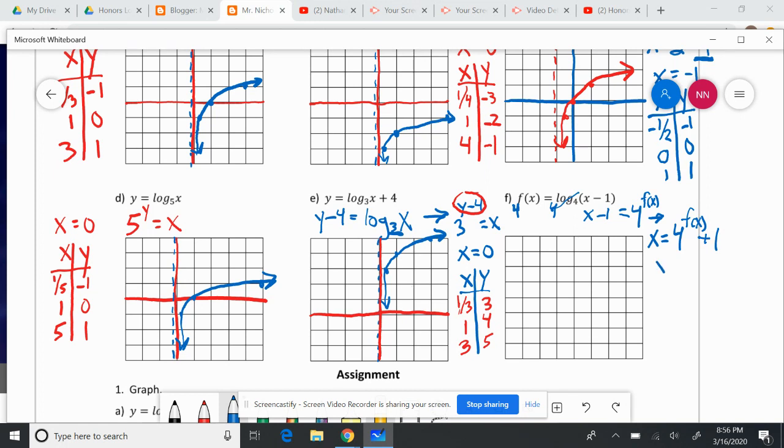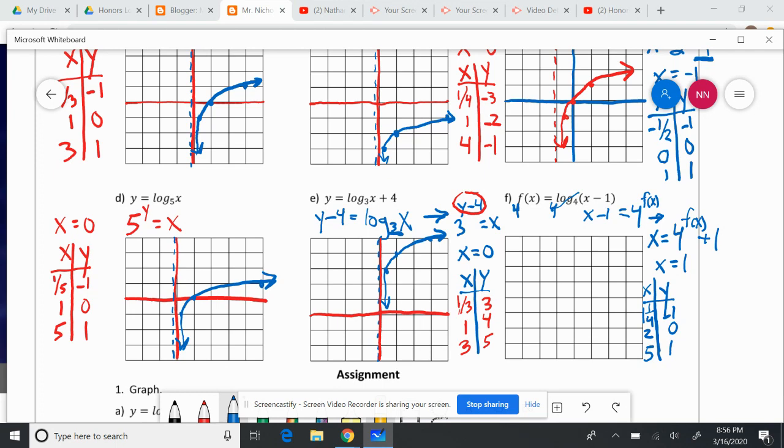Remember that our vertical asymptote is going to be at 1. And when we have our chart, we're going to start off with our y values. We have our -1, 0, and 1, just like we normally do. When we plug in a -1, it flips to 1/4. Plus 1 is 1 1/4. Anything to the 0 power is 1, plus 1 is 2. And when we plug in a 1, that's 4 plus 1, which is 5.